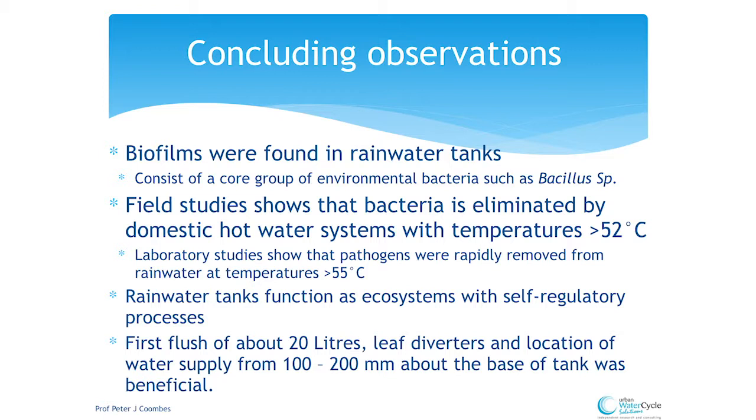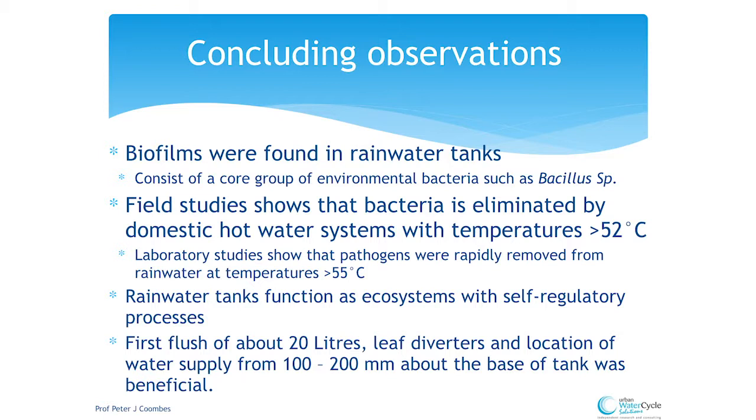Field studies show that bacteria is eliminated by domestic hot water systems at temperatures greater than 52 degrees, so you know, normal temperatures people use in their households. Our laboratory studies show that any pathogens that are unlikely to be in rainwater, but just say if they were, would be rapidly removed from rainwater at temperatures greater than 55 degrees. We also found, these are storage hot water systems, that continuous hot water systems, instantaneous hot water systems, because they apply greater heat energy, were more efficient at killing any bacteria in rainwater.